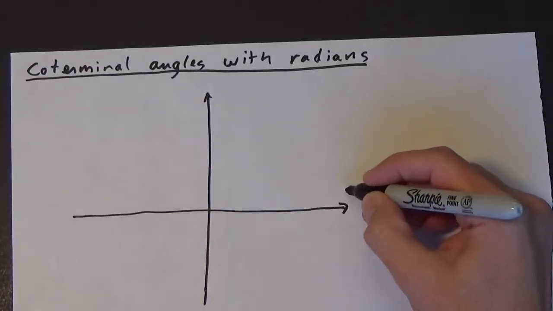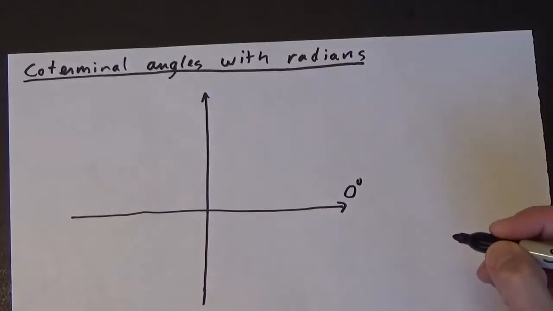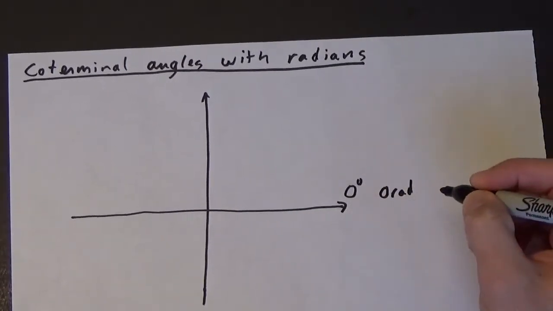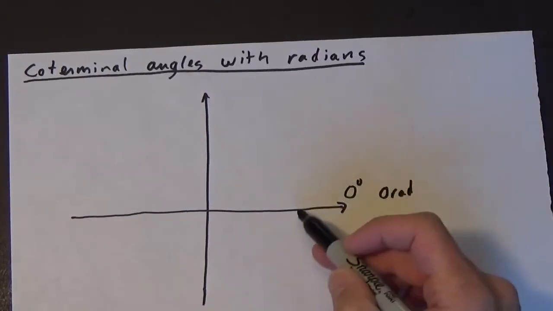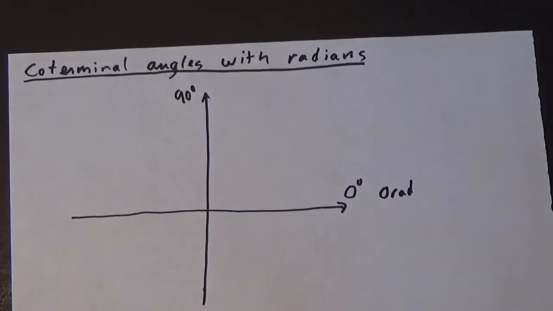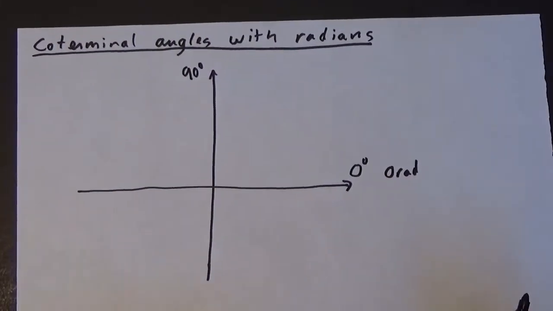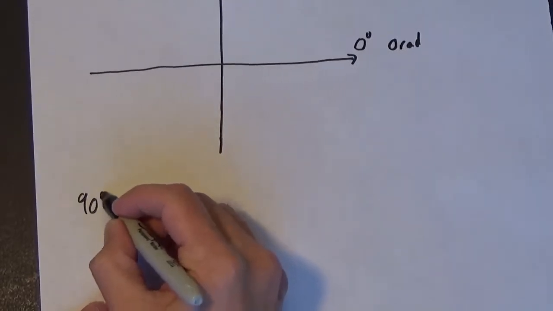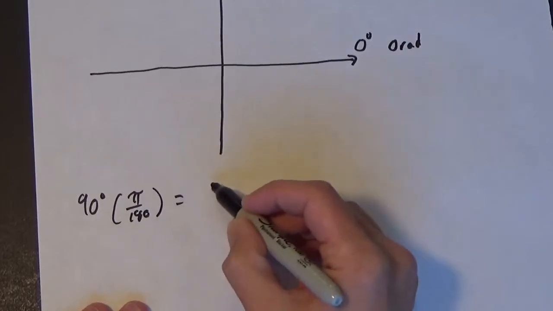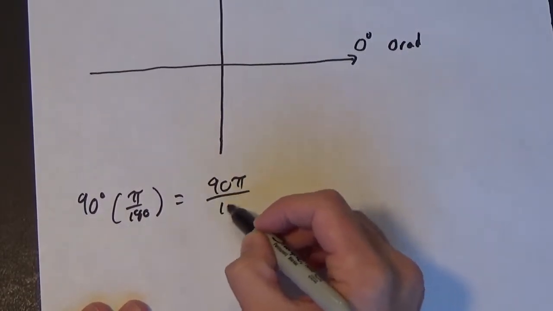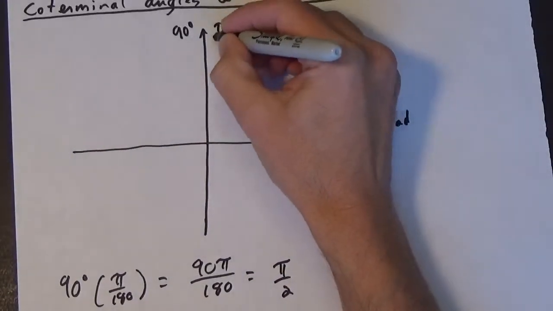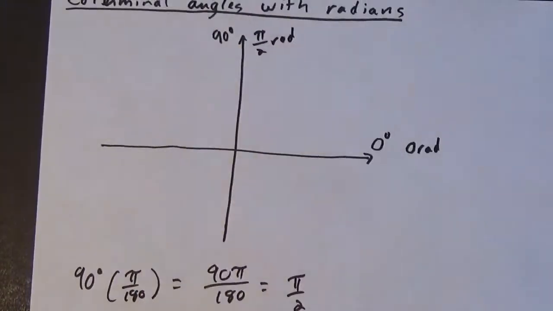Now, if you think about this, this is 0 degrees. Now, 0 degrees is also 0 radians, so that's easy enough. Right, so now let's go up here. Here we have 90 degrees. So, what would be 90 degrees in radians? Well, that's easy. We take 90 degrees, we multiply it by pi over 180. And so this is 90 pi over 180, which is pi over 2. So this would be pi over 2 radians.